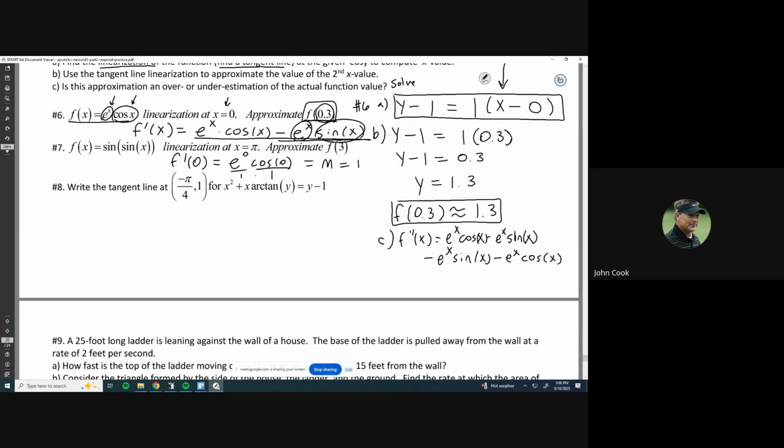Okay, and now plug in your target value, which is 0. So plugging in 0 here gives me e to the 0 cosine of 0 minus e to the 0 sine of 0, and then minus e to the 0 sine of 0 minus e to the 0 cosine of 0. Notice that these will just be zeros here, and these are opposites of each other, so they're going to cancel out. So all we're left with is 0 at the end.